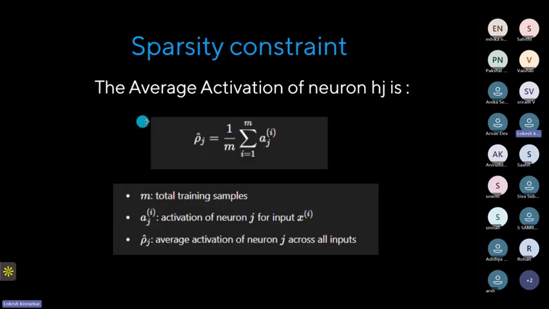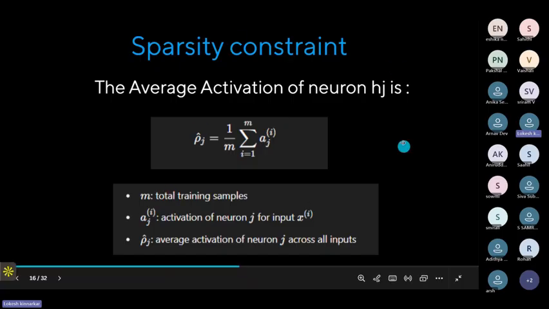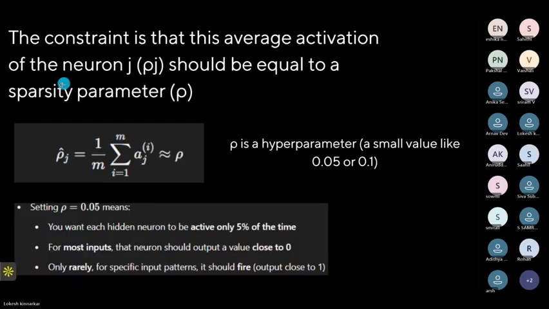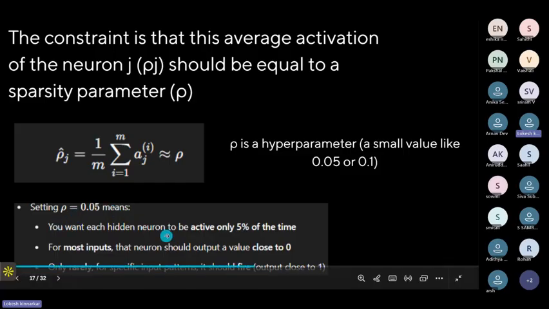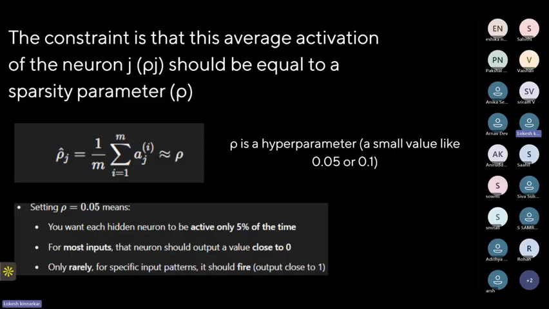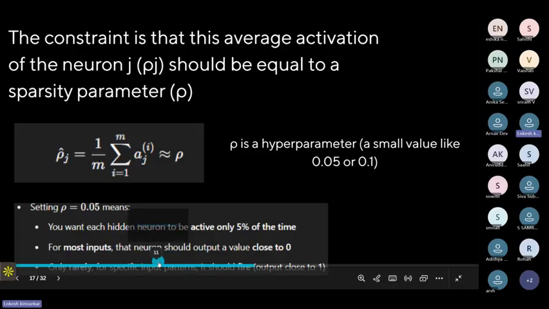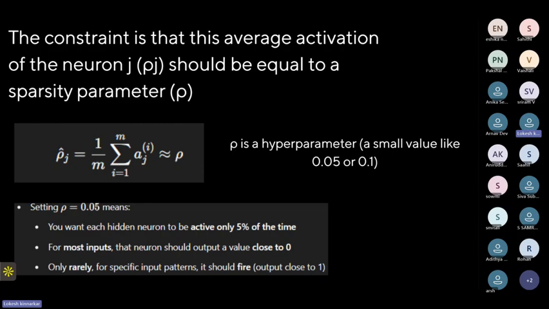So that is the rho j parameter which we define. That is, you take the average over all the training samples, the average activation for a particular neuron. Just to give you an intuition on what this hyperparameter, the sparsity parameter, is: if you set it as 0.05, it essentially means that you want a particular neuron to be active only for 5% of the training time. So for most of the inputs, the neuron should output a value close to zero, and it should react only to specific input patterns. It should not be reacting to all the features present in the input vector. It should react only to a certain number of features.